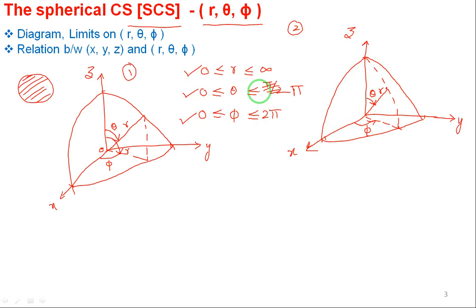Next we'll see these limits. I hope this diagram is clear to you people, whatever I have drawn here, and these are the limits that should be put. Then we'll try to understand the relationship between x, y, z, the Cartesian coordinates, and r, theta, phi, right? That we'll see how it looks. Before proceeding with that, we will see which are the three planes.